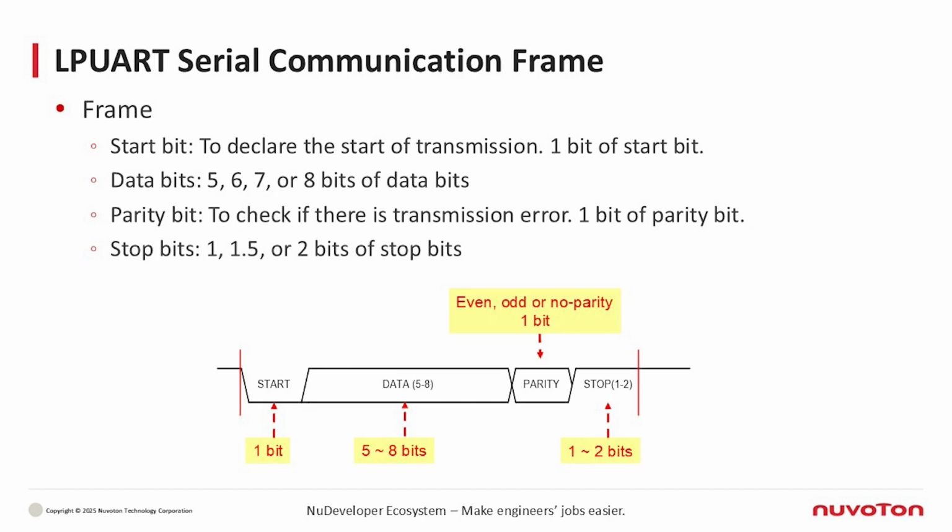Now let's take a quick look at the Low Power UART packet format. A packet starts with the start bit, which marks the beginning of the transmission and is always 1 bit wide. Next are the data bits, and this can be configured to 5, 6, 7, or 8 bits depending on your application. After that, we have the optional parity bit, which is used for simple error checking. You can set it to even parity, odd parity, or disable it entirely. And finally, the packet ends with the stop bits, which indicate that the transmission is complete. You can choose 1, 1.5, or 2 stop bits.